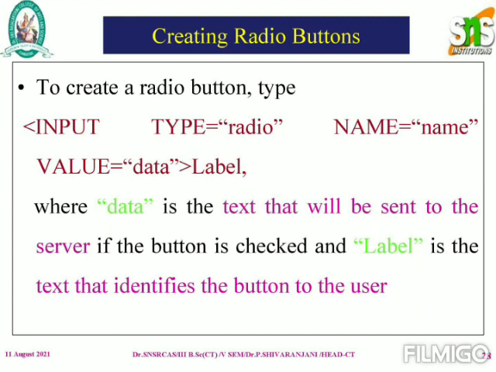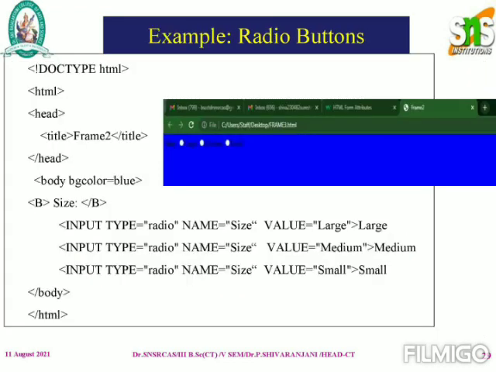So now you can see that inside the title, I have given the name of the particular title of the web page as frame 2, and I've given the heading inside that, and I have closed the heading. Then inside the body I have given the background color of the body as blue, and I have given the size as bold, and I'm getting the input type as radio, and the name equal to size and the value equal to large. So now the content will be displayed as large.